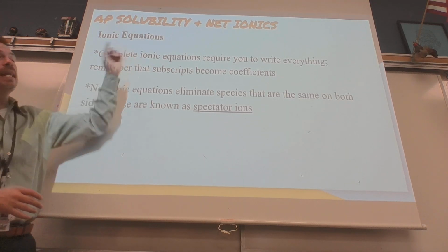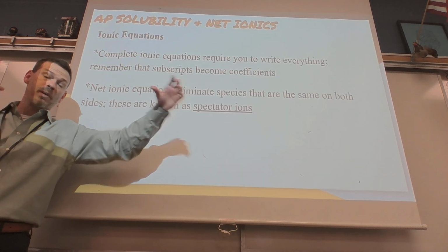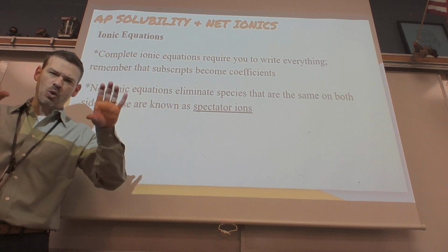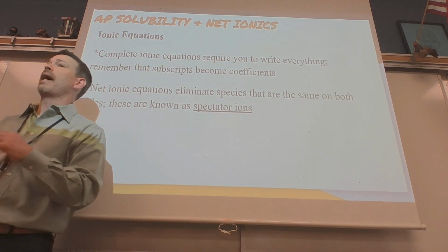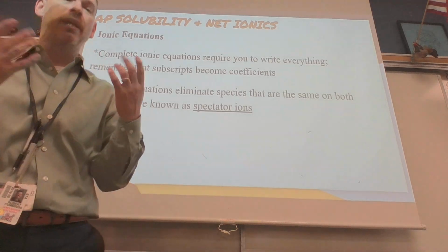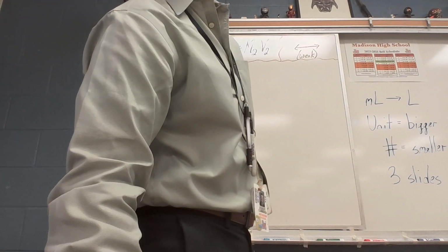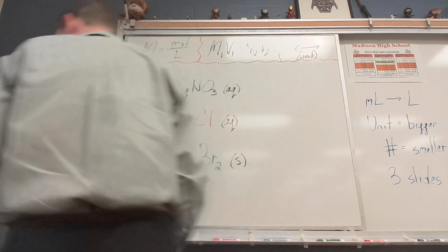If you remember, the complete ionic is the really long version where we break down everything that breaks down, while the net ionic is the shorter version of that, which only looks at items that are changing because we remove spectator ions. I'll remind you what all of that means. Let's give it a go.